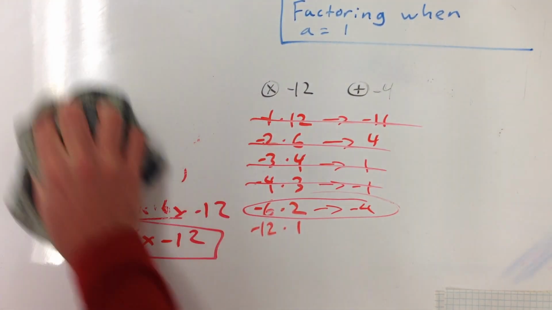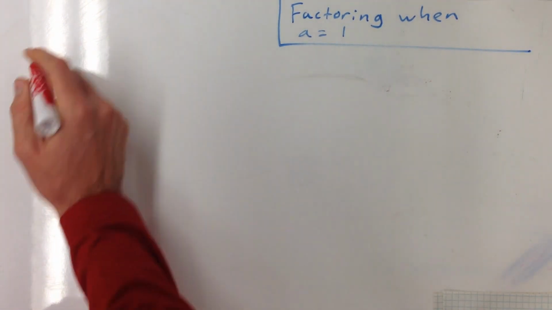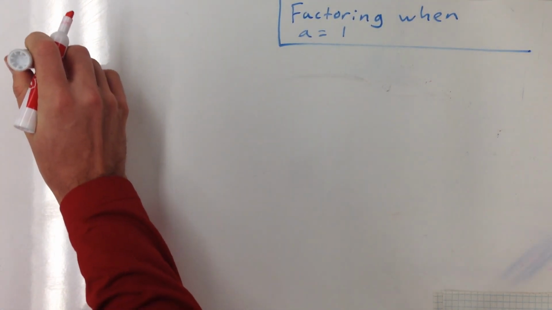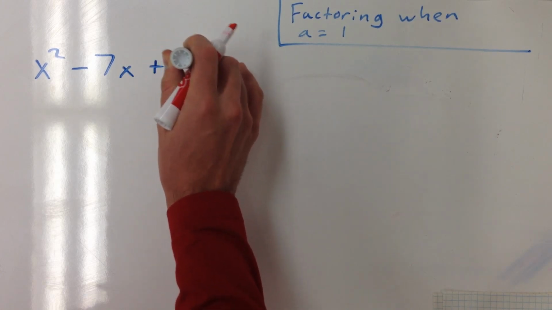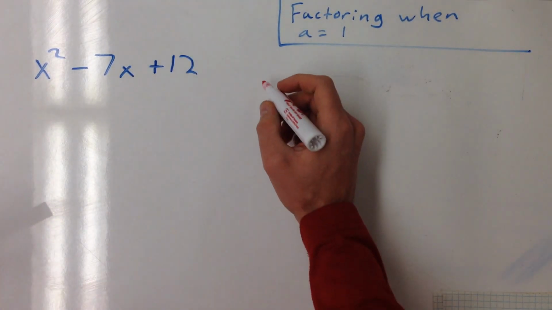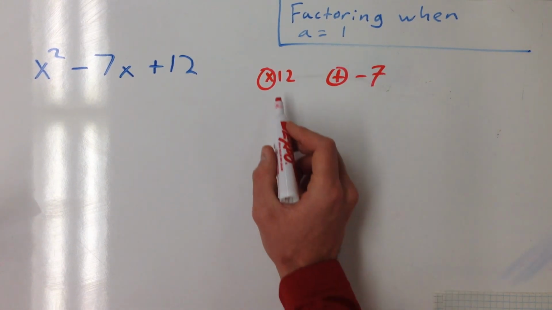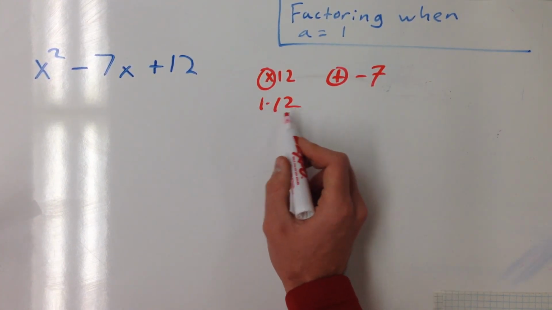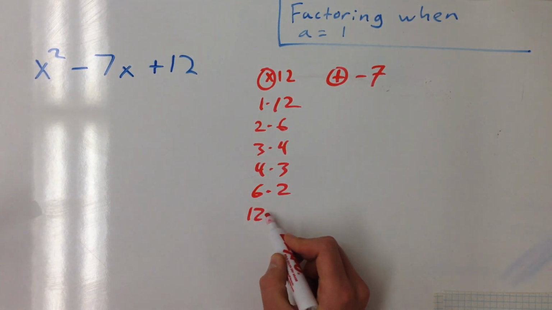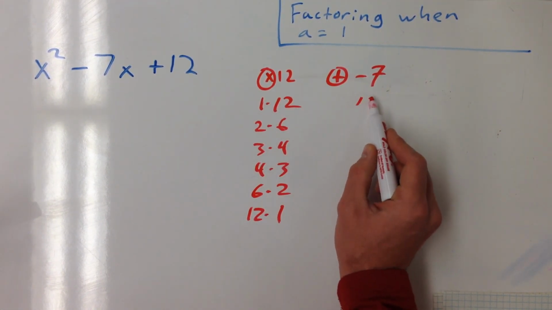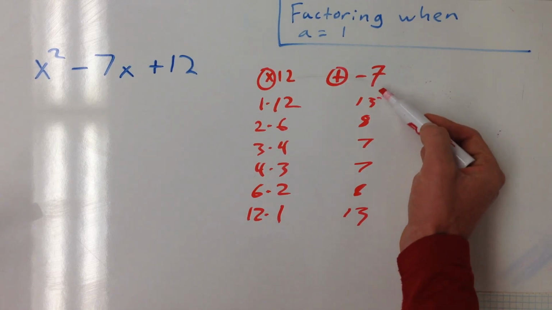Probably the one that I see students get most confused on is a problem if it was like this. Let's do one where it's x squared minus 7x, and we'll keep that plus 12, right? So same as in the other problems, we want things that multiply to 12, and they have to add up to negative 7. Okay. So things that multiply to 12, we've been through this list before. 1 and 12, 2 and 6, 3 and 4, 4 and 3, and so on. My issue is that if I add these together, that's 13, that's 8, that's 7, that's 7, that's 8, that's 13. None of these add up to negative 7.